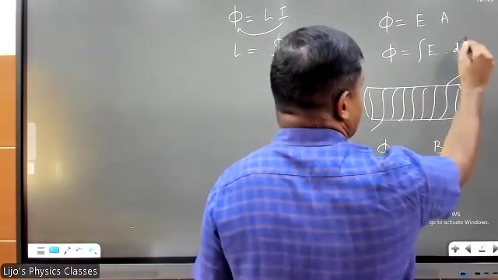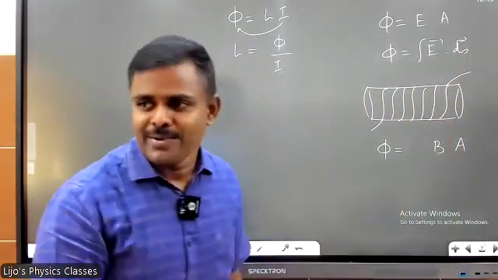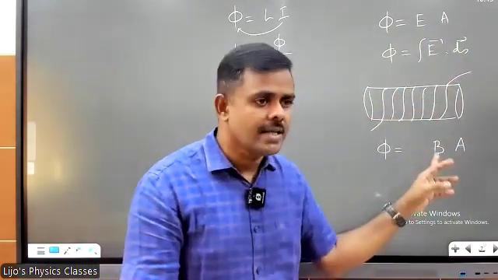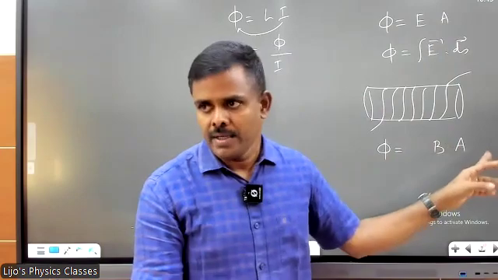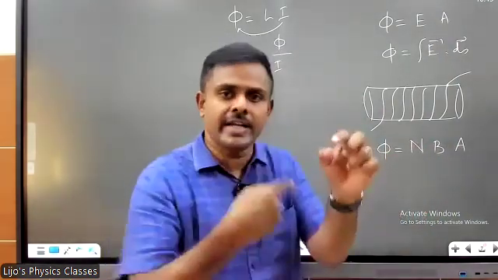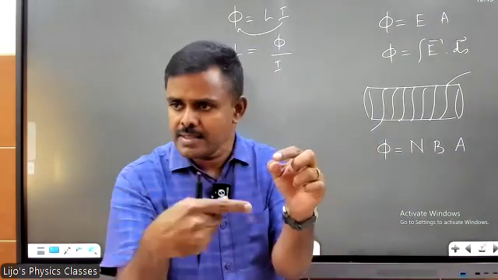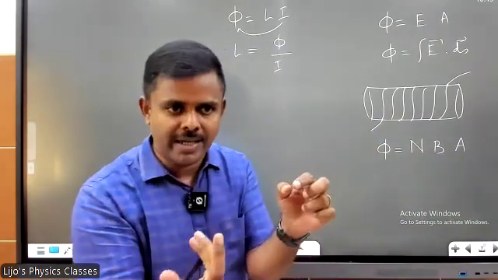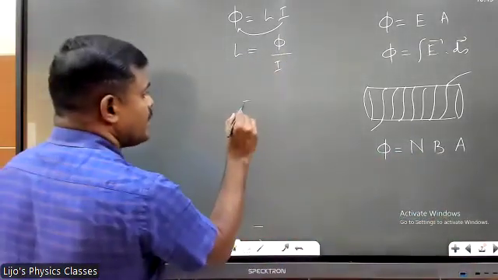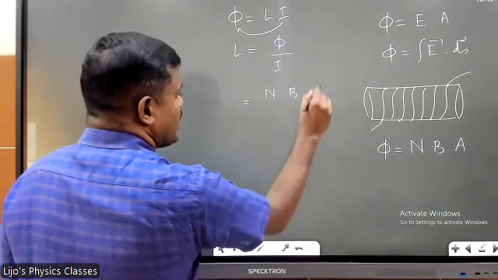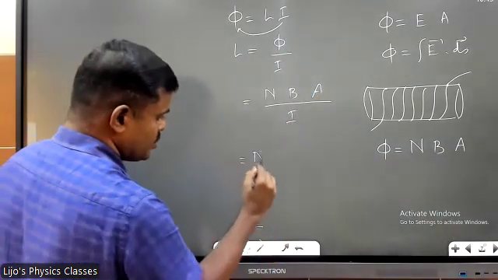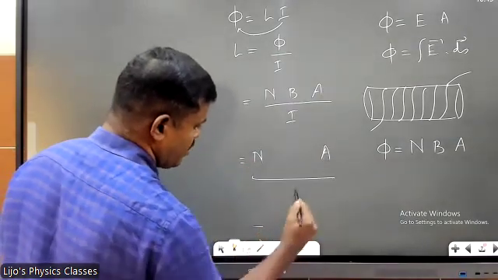E into area is called electric flux. In a similar way, magnetic flux is B into area. If there are N turns, it is NBA. For one winding, 1BA; two windings, 2BA; three, 3BA; N turns, NBA. So in place of phi, I put NBA by I. And one last step: N into A divided by I.